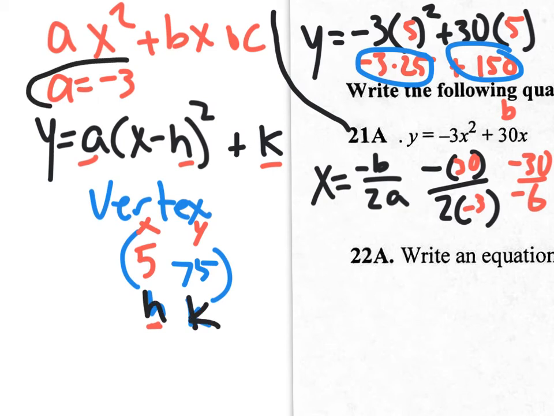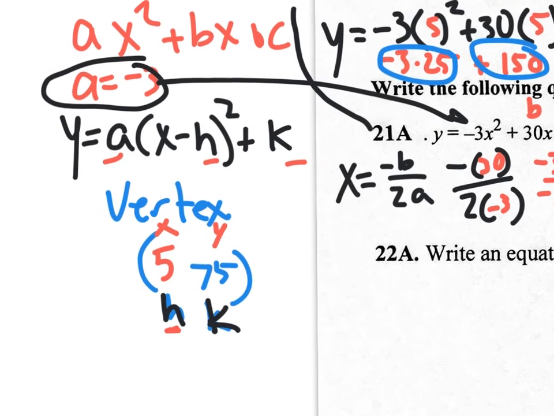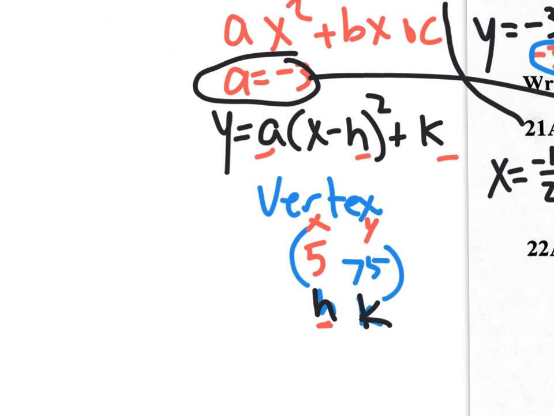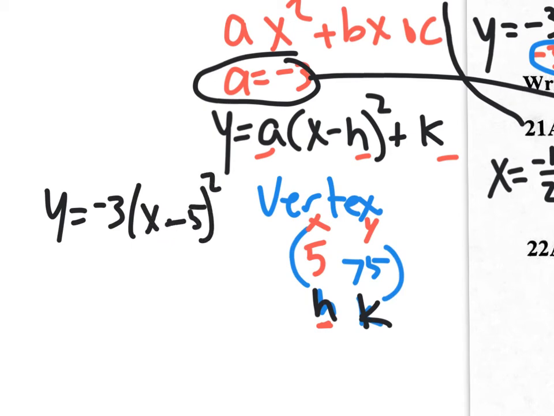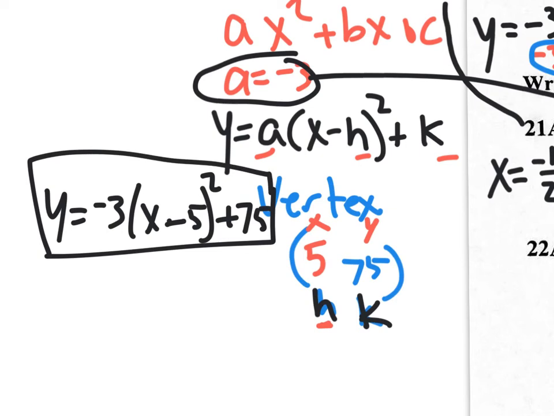And we already found our a value just by looking at that first term over here, the a value of the standard form. So now that we have a, h, and k, all we got to do is plug it in, and that'll be our vertex form equation. So let me just move this to the side a little, and let me write my equation right here. It's going to be y equals a, which happens to be negative 3, parentheses, x minus h, which is minus 5, close parentheses squared, plus k, which is plus 75. So there's my final vertex form equation.